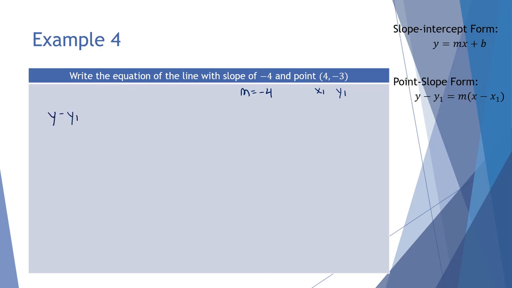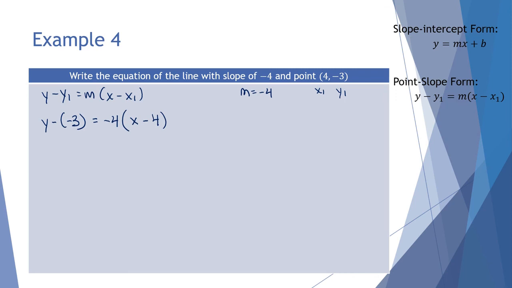y minus y1 equals m times x minus x1. So I'm going to start by plugging in my numbers. So y minus, and then y1 is -3. So every time I subtract a negative, I'm going to put that in parentheses. So that equals m, that's our slope, which is -4. And then I have x minus x1, which is 4.